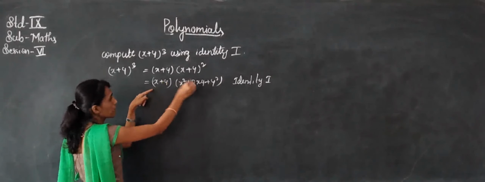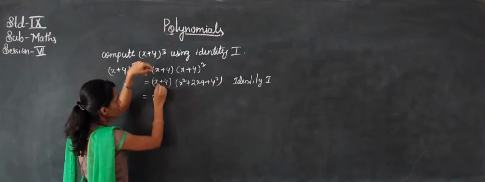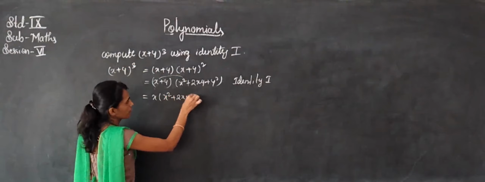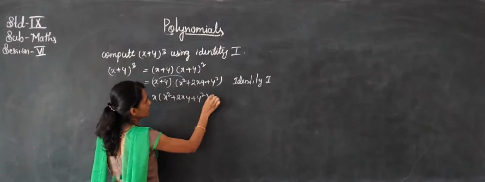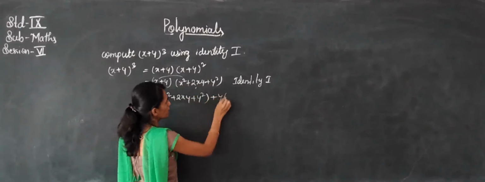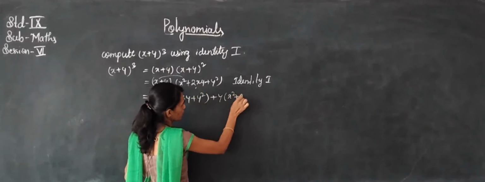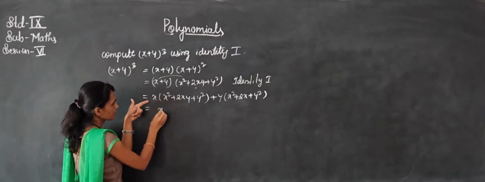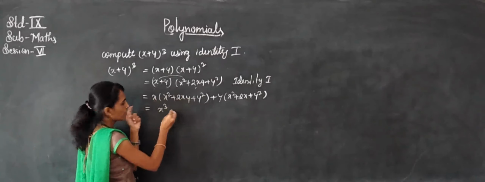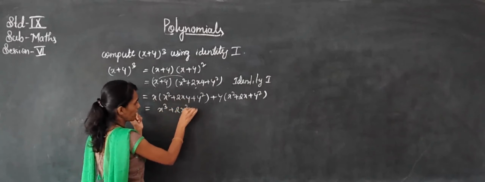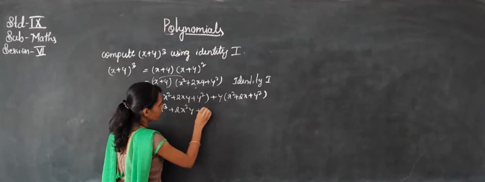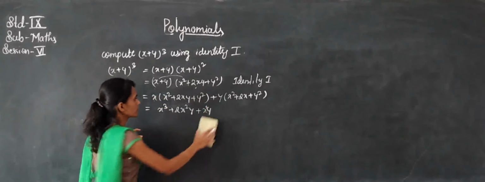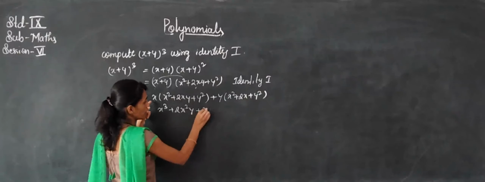First we have to multiply x by the second term, x into x² + 2xy + y². Plus y into the same term, x² + 2xy + y². Okay, now multiply. So x into x² is x³. x into 2xy will give us 2x²y. x into y² will give us xy².